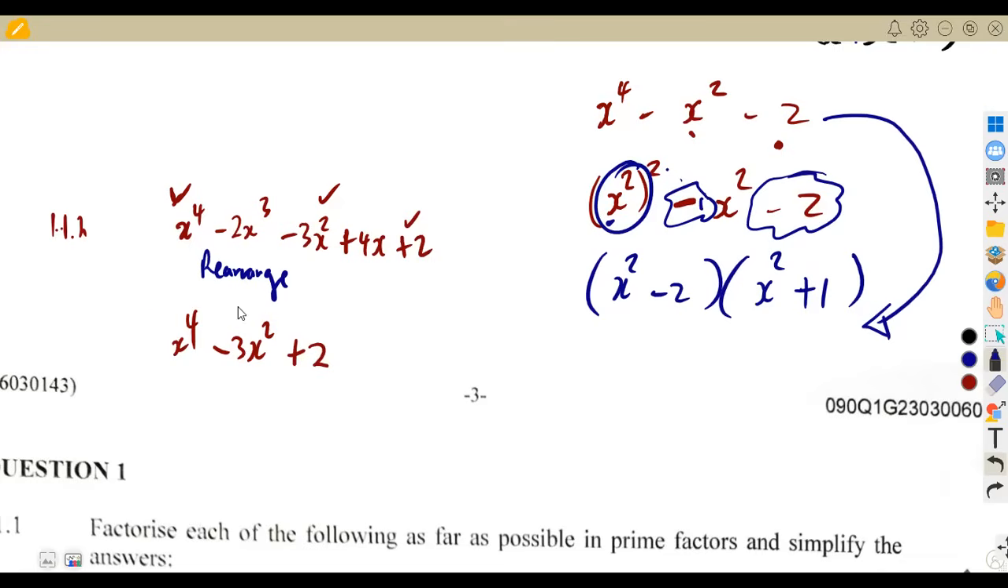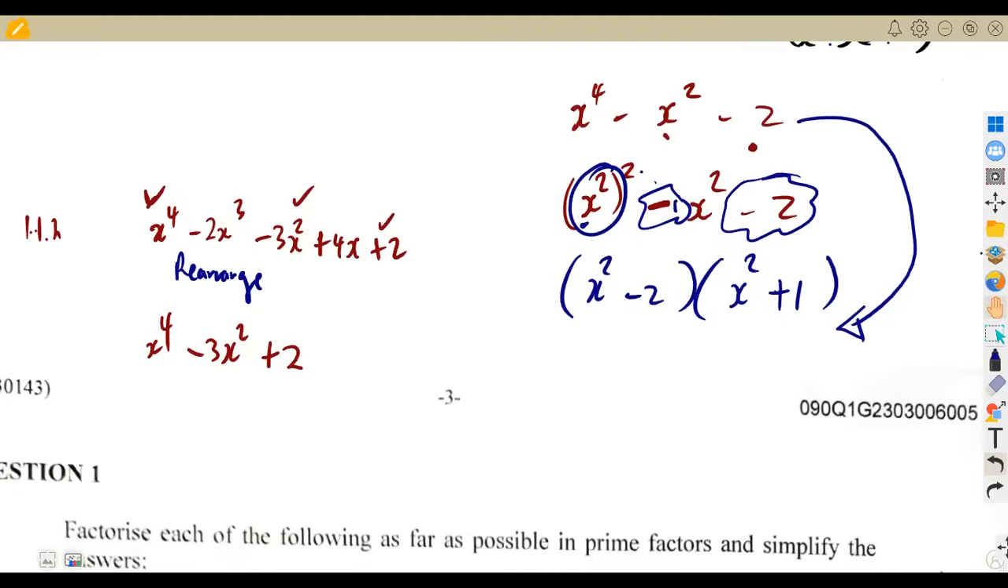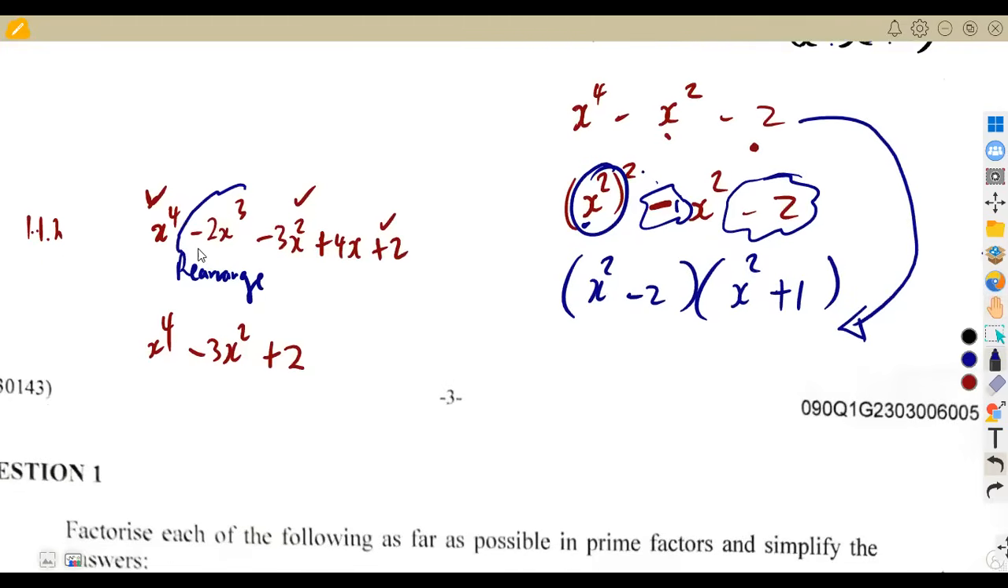So this part that we see here can be factorized in this way. We can apply this type of factorization like I was explaining from the normal factorization of this nature. But the remaining part, as we can see, after taking this term and this term, we are going to remain with minus 2x cubed and positive 4x.